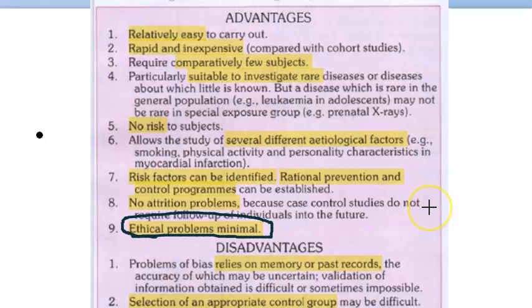Ethical problems are minimal. Why? Because they already have the disease here, and you're just finding out what could have caused it. But in cohort study, probably this is the cause, and they are allowing them to smoke so that they get the disease. So ethical problems are minimal in this case.